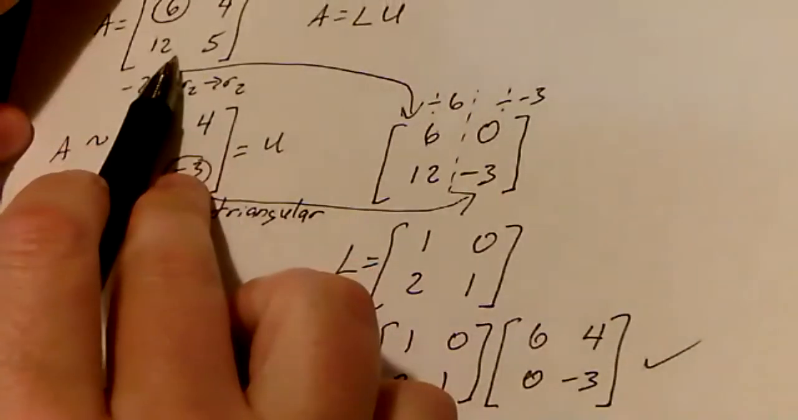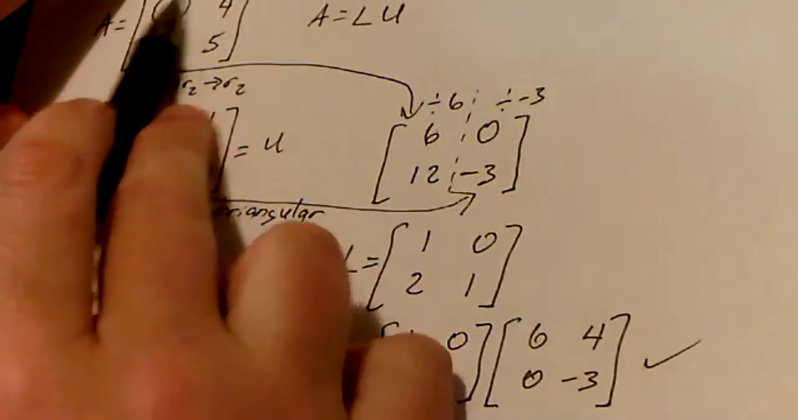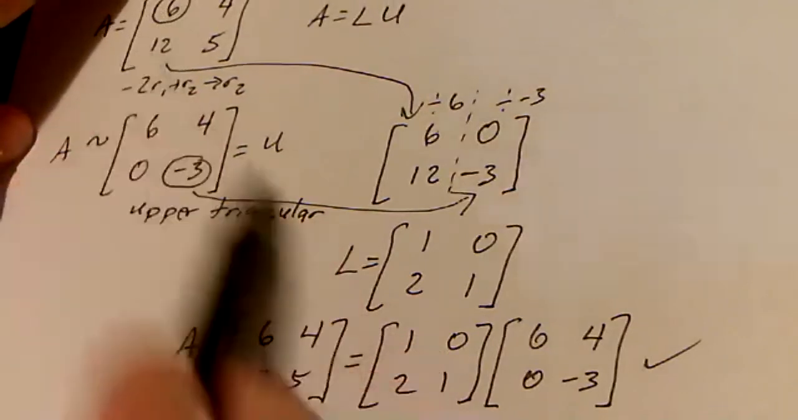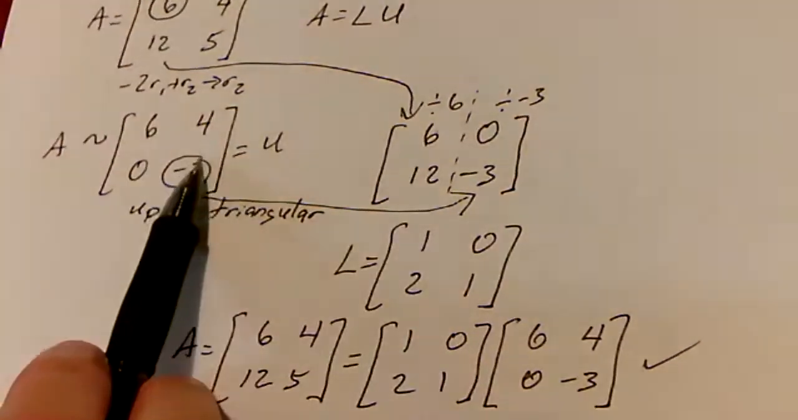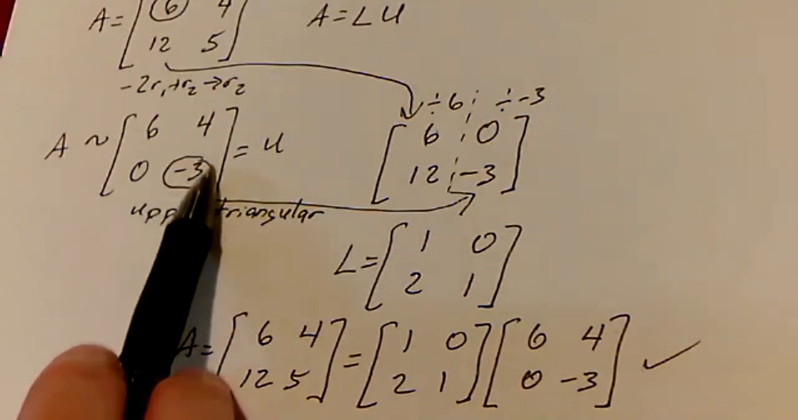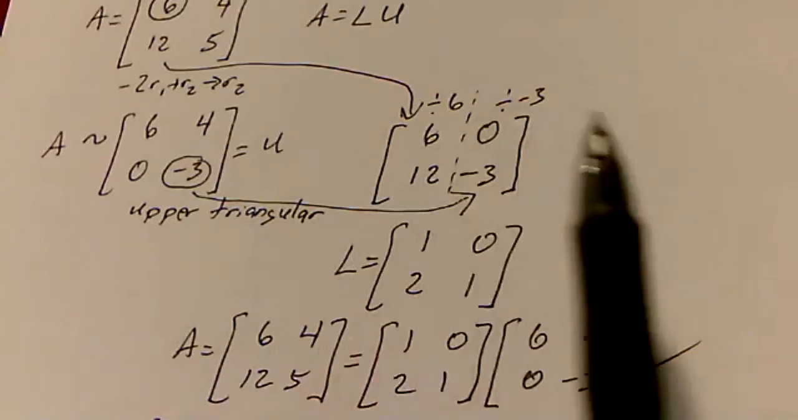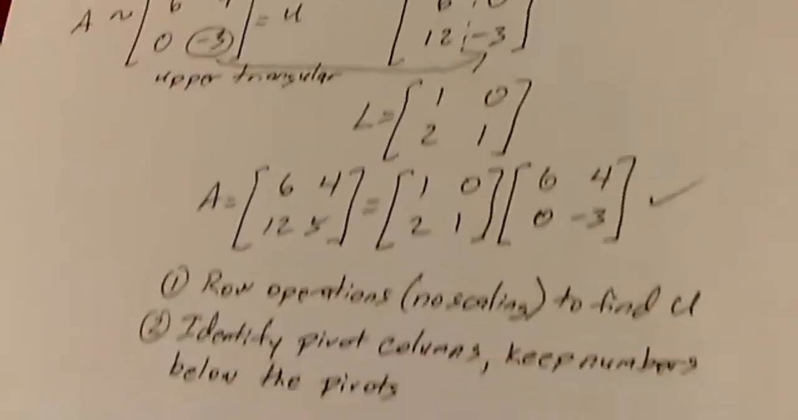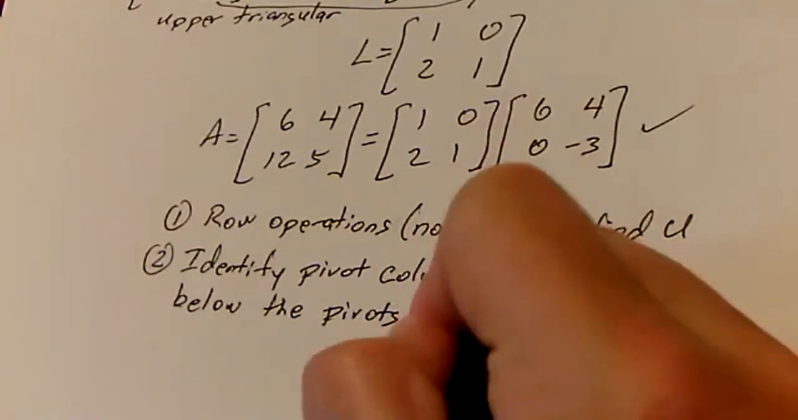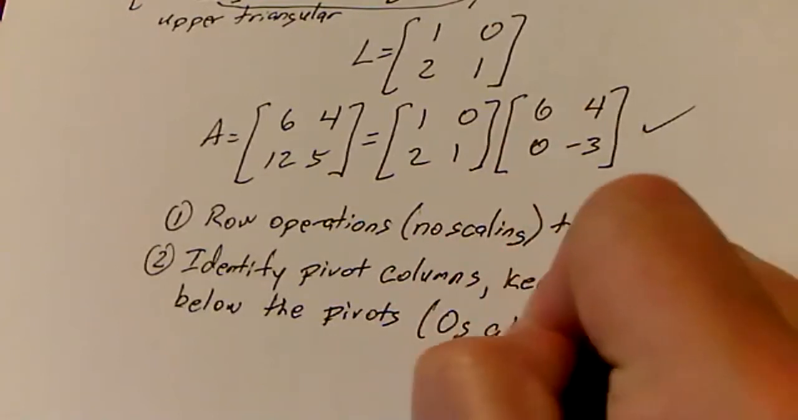In our case, we identified this 6, 12 as a pivot column. First time we had it as a pivot was here. I kept the numbers below it, 6 and 12. Second one, pivot column, I identified the -3. I kept the numbers below it, -3. I didn't keep the 4. We discarded the 4 and replaced it with zeros. So I put zeros above the pivots.